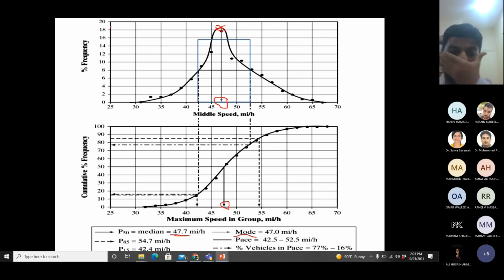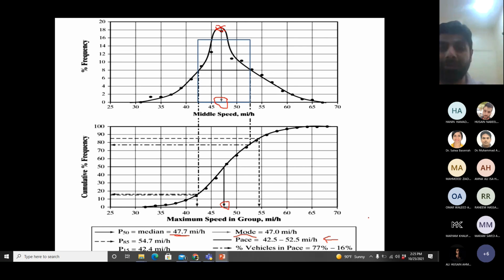Then another measure of central tendency, which I explained yesterday as well, that is the pace. To refresh your minds, what is pace? It's a 10 mile per hour range of speed in which the proportion of drivers is more than any other range outside that value. Pace is a 10 miles per hour range in which the proportion of drivers is more than any other range of that data. Now, how do I find out the pace?